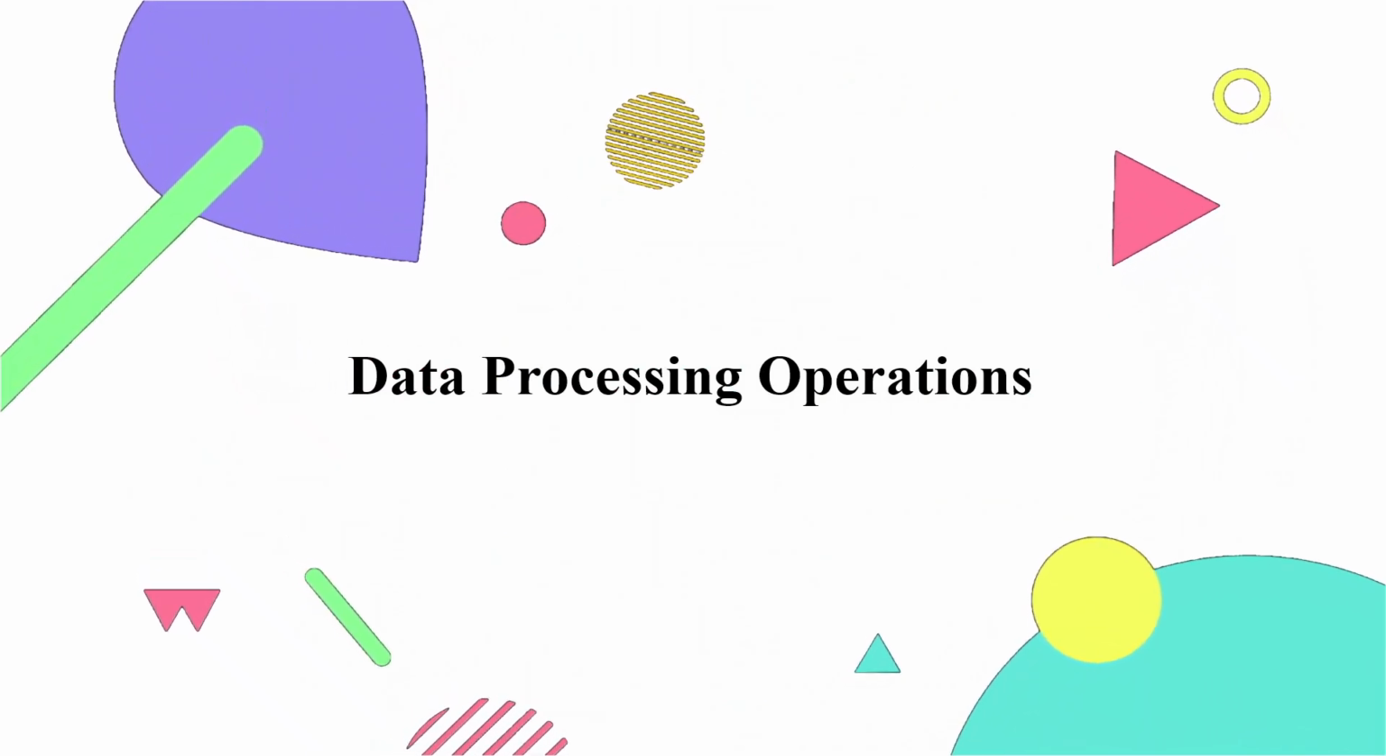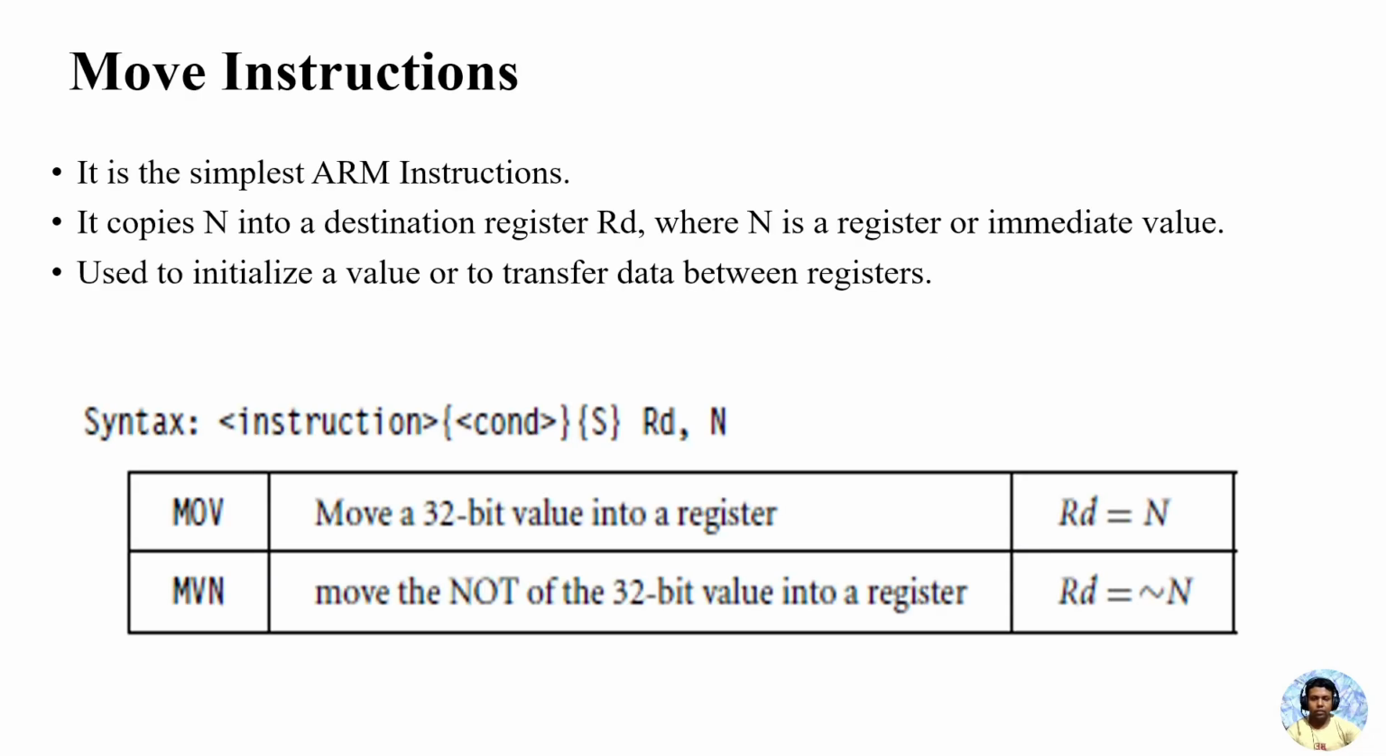Now let's see data processing operations. First, move instructions. It is the simplest ARM instruction. It copies N into a destination register Rd, where N is a register or immediate value, used to initialize a value or to transfer data between registers. Syntax: instruction, condition, S suffix, Rd is the destination, N is the source, a register or immediate value.